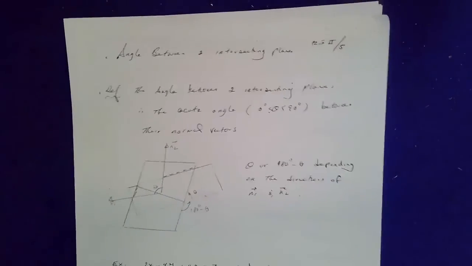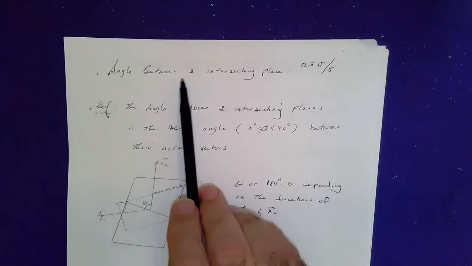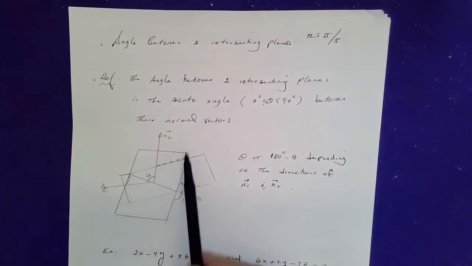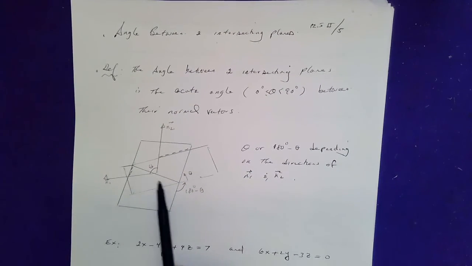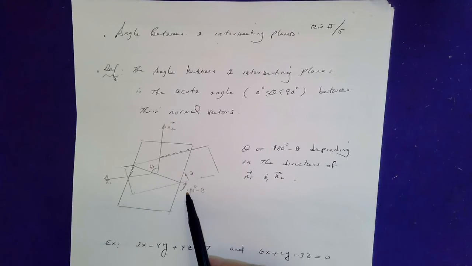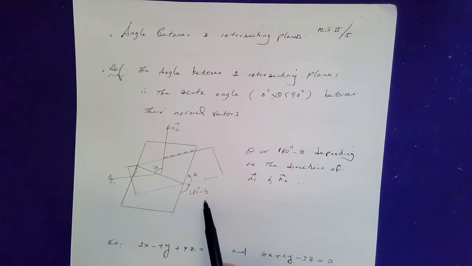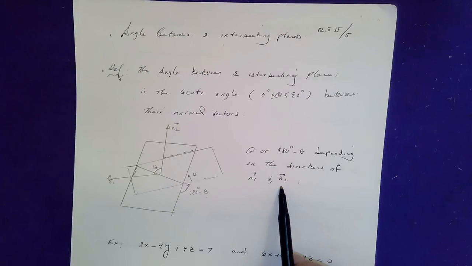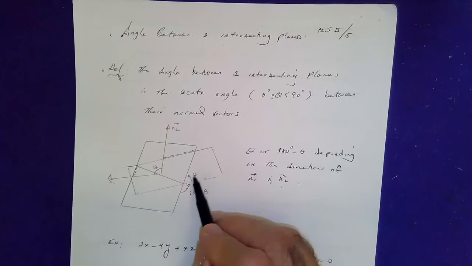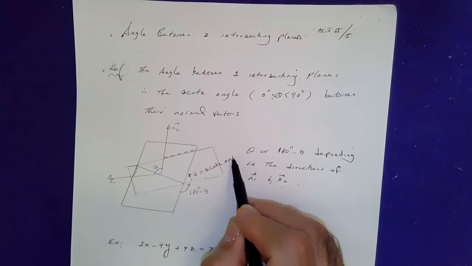The last topic of this section is how do you find the angle between two intersecting planes? Two planes intersect each other in a line, and they form these angles. It's either theta or 180 minus theta. Depending on the direction of N1 and N2, you either get an acute or obtuse angle. Usually, by definition, we are interested in the acute angle.